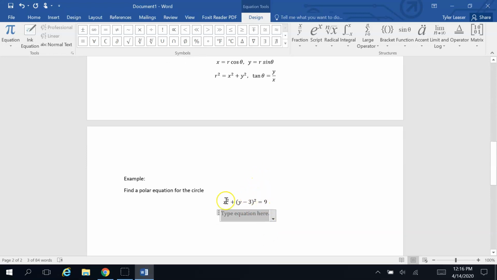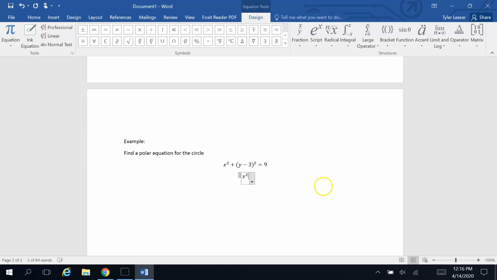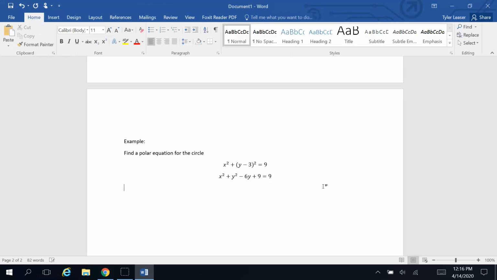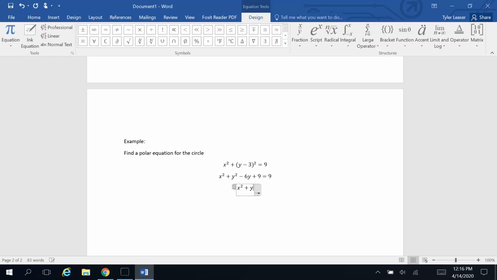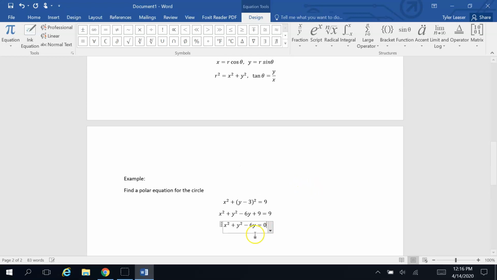The better way of doing it is going to be to multiply this all out. So we'll leave the x squared, but we're going to FOIL out the y minus 3. So we'll have y squared minus 6y plus 9 is all equal to 9. Subtracting the 9 from both sides. Okay, now that x squared plus y squared out in front, that is the right-hand side of this equation. So I can just replace x squared plus y squared with this r squared.